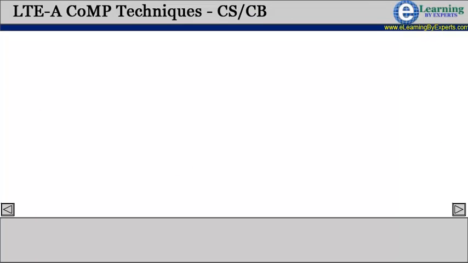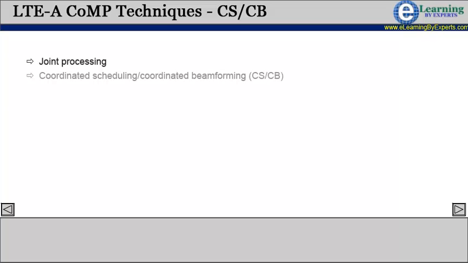DL CoMP can be classified into two techniques. 1. Joint processing. 2. Coordinated scheduling coordinated beamforming, CSCB.